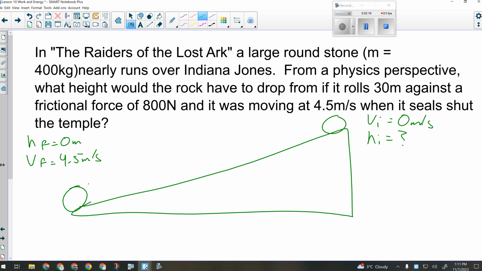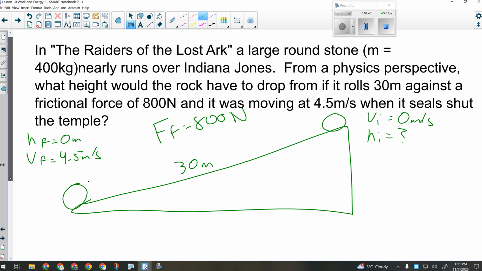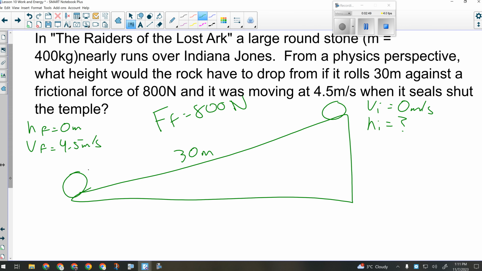Okay? We know that along the length of the tunnel, which is 30 meters, there is a force of friction of 800 newtons. What is friction going to do to the energy of the rock? It's going to slow it down. It's going to take energy away. Right? You're doing work against friction. So work is definitely being done, because the energy at the top and the energy at the bottom are going to be different.